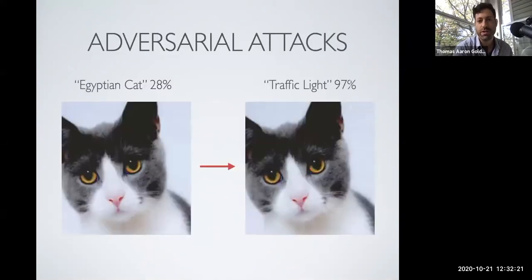A lot of the adversarial attacks that you might see look sort of like this. This is an example of ResNet 50. ResNet 50 thinks this is an Egyptian cat with 28% confidence. The reason it's only 28% is because there are many different kinds of cat, and the confidence is smeared out over the different cats. But a small perturbation makes this into a 97% traffic light.